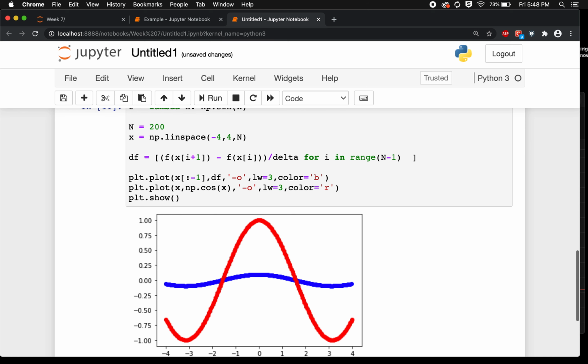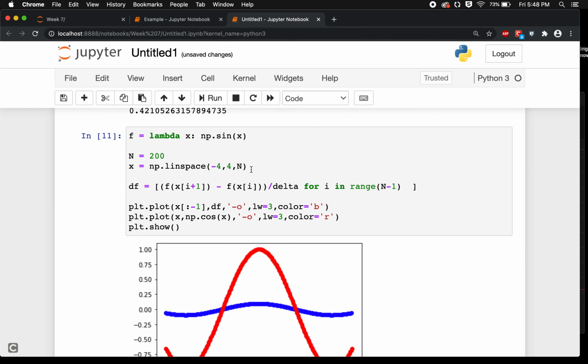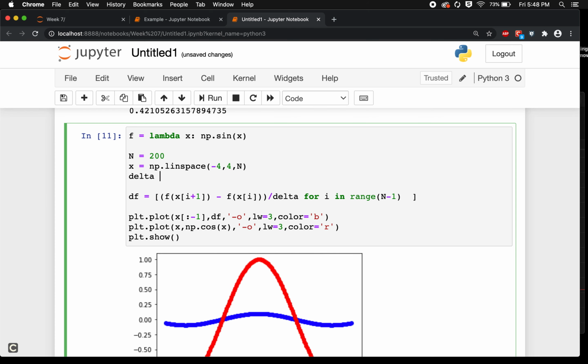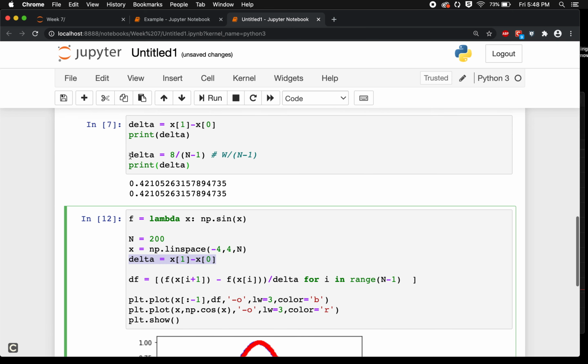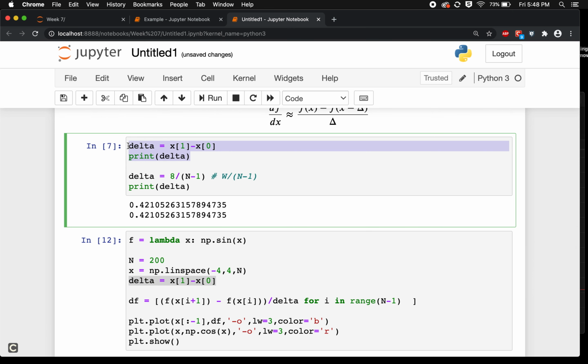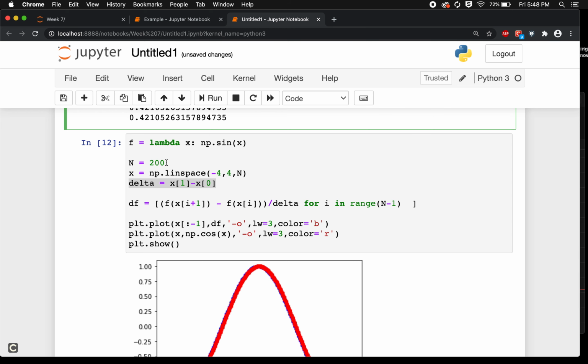It should be df. That's n. Oh, I forgot to correct the delta. So I've got to do delta is x of 1 minus x of 0. And now you see that they're exactly overlaid. So I had to redefine the delta here because the delta up here was defined only for n equals 20. I didn't run that part of the code to update it.